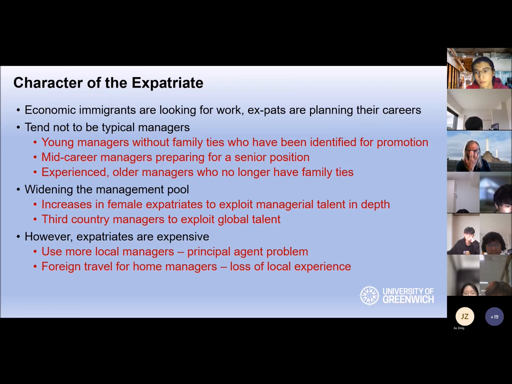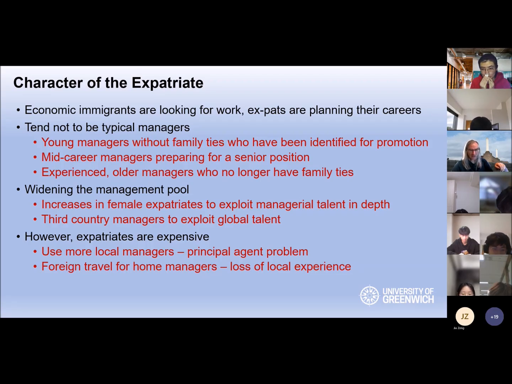So who are these international managers, what we call expatriates? Now, expatriates are not the same as economic immigrants. So in this country, we have expatriate American managers, expatriate Chinese managers, Japanese managers, but they're not immigrants. Immigrants come here simply looking for work, looking for a new life. And they may spend the rest of their lives here, or they may be here 5 years, earn enough money, and then they go home.